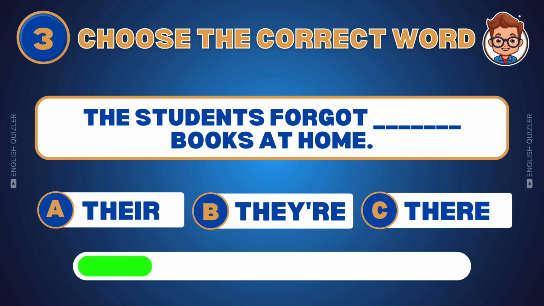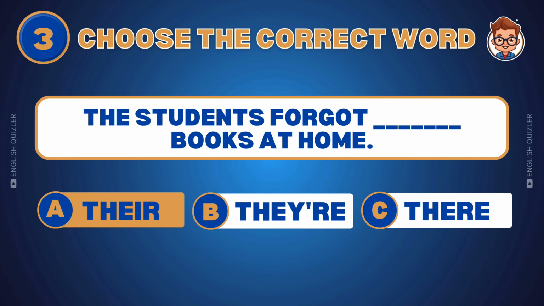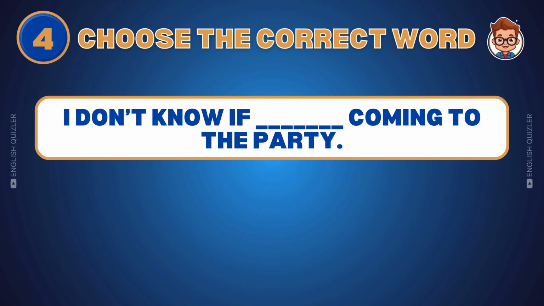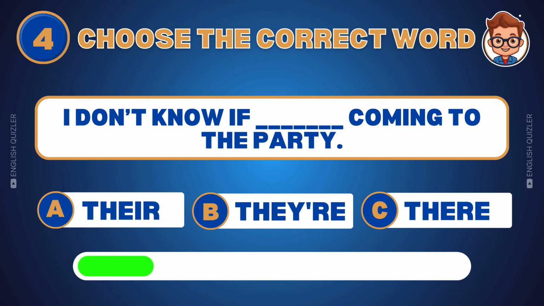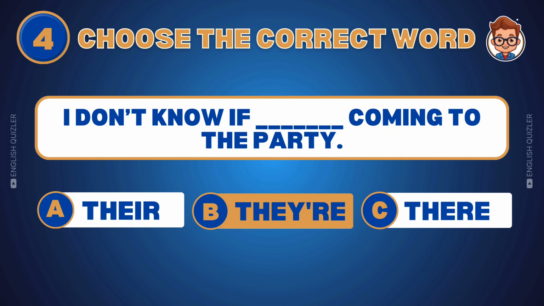Choose the correct homophones to complete the sentence. Well done. Correct word is A. Pick the right homophone. That's right, it's B.